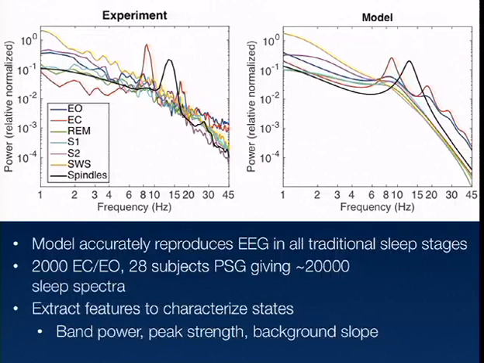And then we go through all of these EEGs, and we can extract features from those spectra to characterize the states. So we're looking at things like the band powers, if there are any peaks present, and how big those peaks are, and the overall slope in the spectrum. And then we go to the model and test a whole lot of different parameters. And for each set of parameters, we compute the power spectrum and then compute the spectral features that we have in our model spectrum, and then compare them to the features that we saw in the experimental data to see if that spectrum was consistent with one or even several of the traditional arousal states.